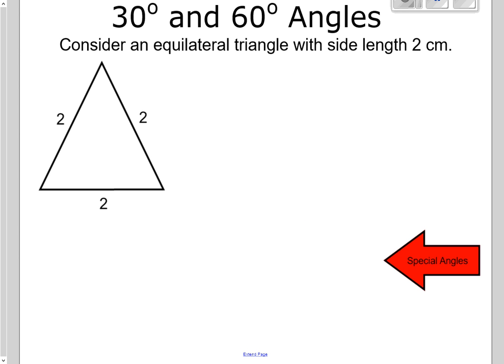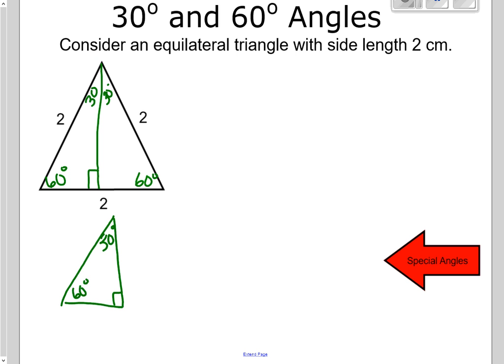Here we have an equilateral triangle, side lengths 2, 2, and 2. And I'm just going to cut it right down the middle. And if I do, I get 60 there, 60 there. Again, here's my 90, which makes this a 30. It makes this a 30. Okay, so if I split it down the middle, what I have is 90, and I have 60, and I have 30 up here. This is 2.